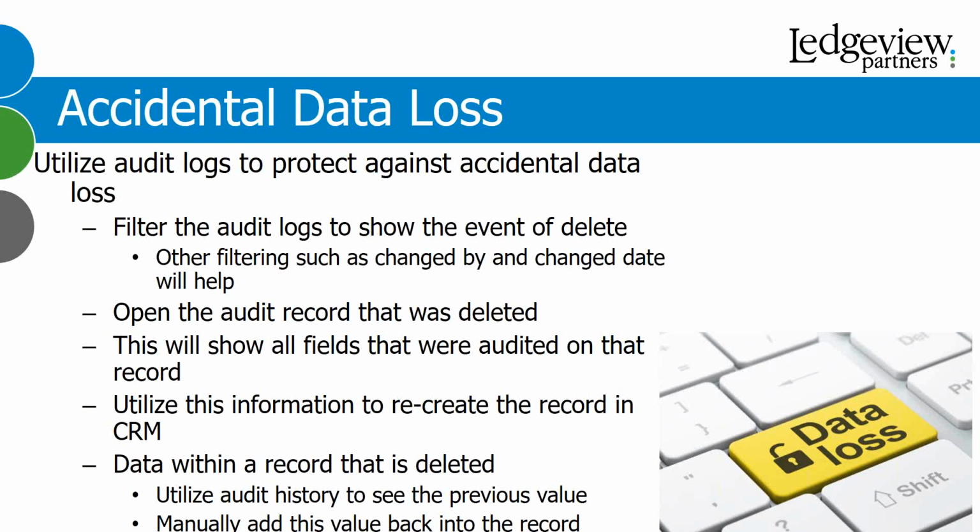So basically in the audit logs, you're going to show the event of delete, and we'll jump into CRM and I'll show you this as well. To show the event of delete, there's other filtering you can do by change date. That can also help you get to the information you need to see. You're going to open up that audit record that was deleted. So this is when you're deleting a record. You're going to go this route. And then you can see what all the fields were before you deleted it. All the fields that are being audited, that is. And then you can simply go back in and recreate the record.